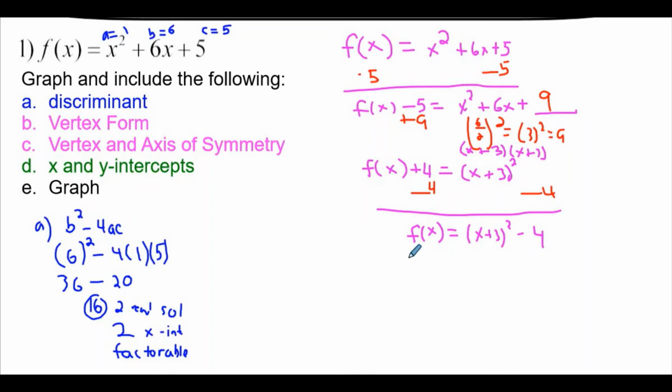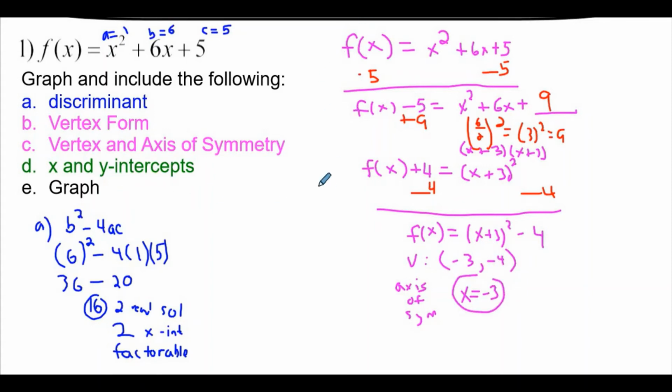So what is the vertex? Remember, the vertex is going to be the opposite of this number right here. So that would be negative 3. And then comma k, which is negative 4. And the new terminology for this chapter is the axis of symmetry. And the axis of symmetry is going to simply be x is equal to the first number. So x is equal to negative 3. Those are going to be important on the graph.